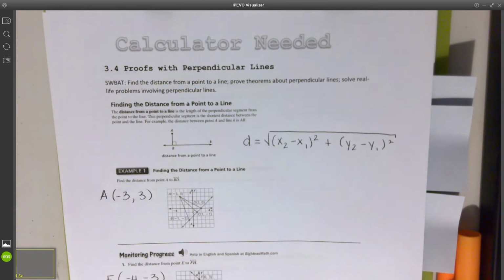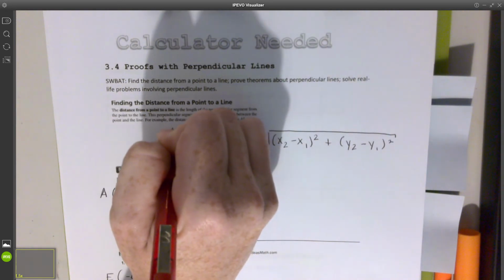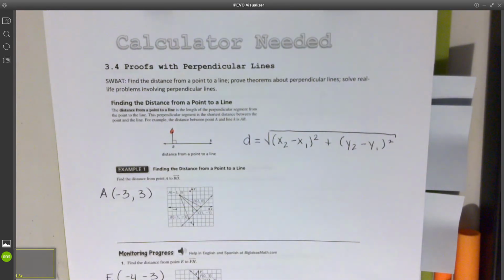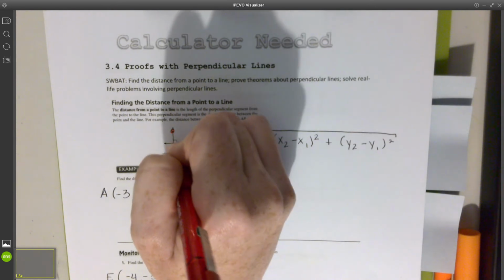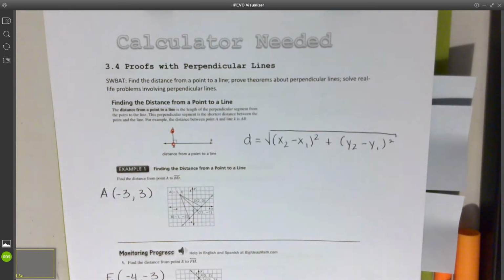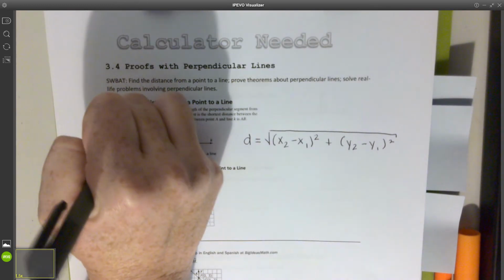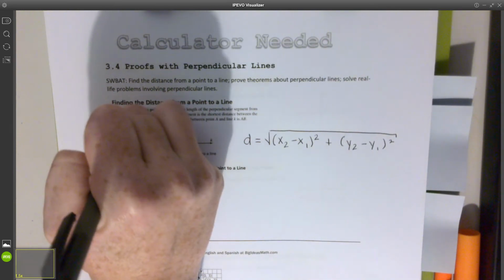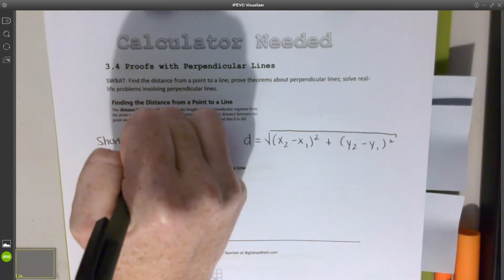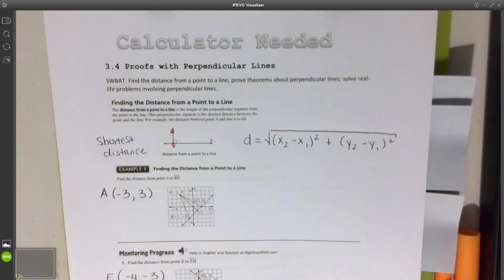It says finding the distance from a point to a line. So when we want to find the distance from a point to a line, we want to find the shortest distance. So what that looks like is when we are given a point to start off with, we want to travel to the shortest distance. And the dead giveaway is actually that right angle box. So again, following the shortest distance. We're going to calculate that distance using coordinates.